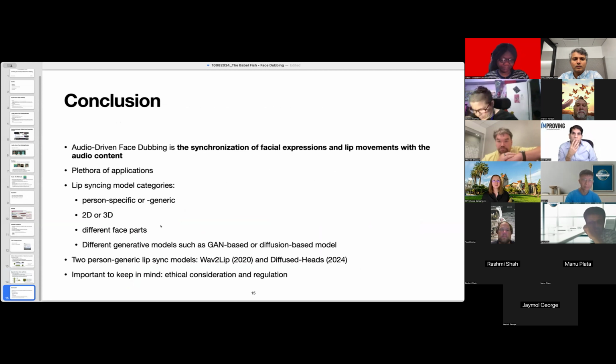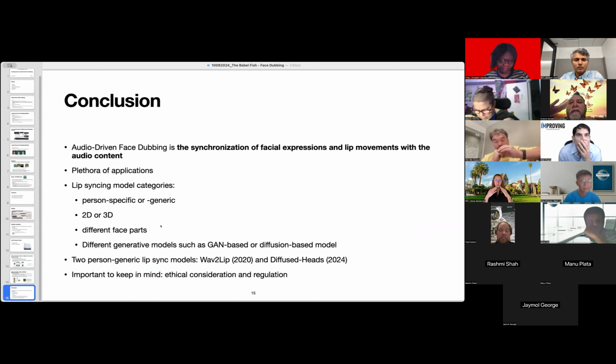To conclude, I would like you to remember from today's presentation that audio-driven face dubbing is the synchronization of facial expressions and lip movements with the audio content. There are a plethora of applications. There are several lip syncing model categories, such as whether it's person-specific or person-generic, whether it uses as input a two-dimensional frame image or a three-dimensional model, which part of the face it uses, or whether it uses the whole head, and that different generative models such as GAN-based or diffusion-based models exist.